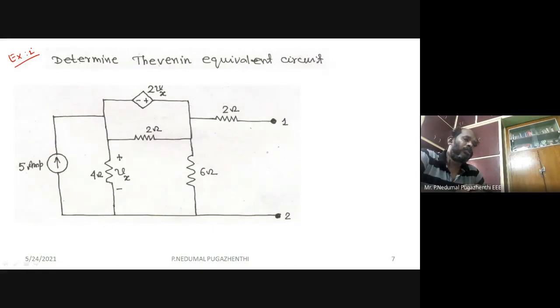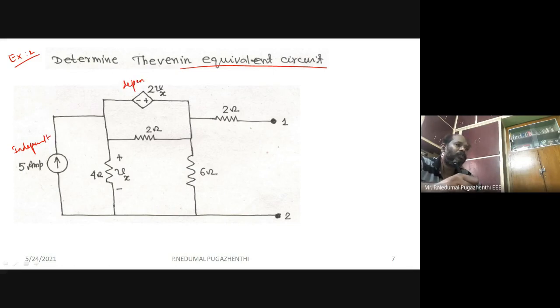So no doubts. Right. So we will go for the second problem. We will take a complete problem and we will try to find the equivalent Thevenin circuit. You can see that I have a combination of both: this is an independent current source, and this is a dependent voltage source.